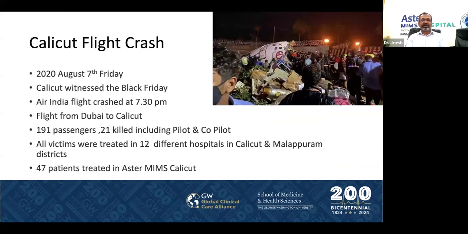Again, an event happened in Calicut, where 47 people were taken to MIMS Calicut, of the more than 120 injured people who were taken to various other hospitals as well because of a flight crash. And all these patients were properly managed in the hospital because of the clear-cut idea and because of the trainings that we had. We had already conducted a mass drill or a mock drill in the same place where the actual accident had happened a few years back. Next slide, please.